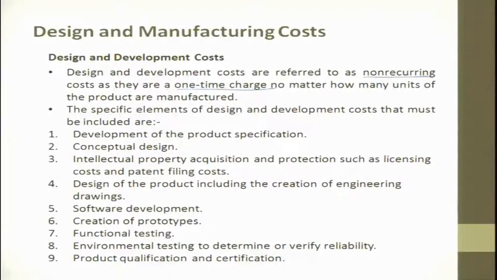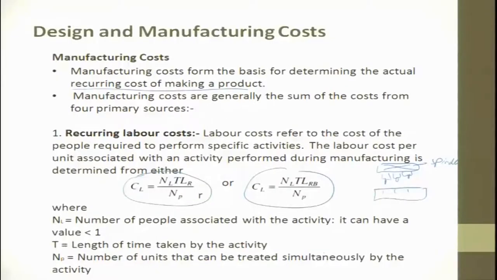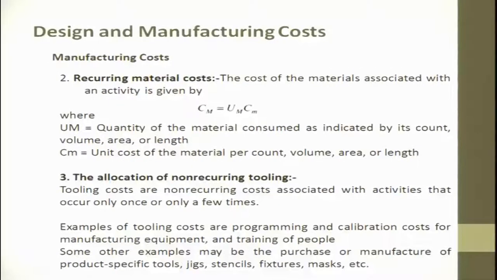The specific elements of design and development cost that must be included are development of product specification, conceptual design after listening to the voice of customers, intellectual property acquisition or protection against licensing, design of a product including the creation of engineering drawings, software development, creating prototypes, functional testing, and environmental and product qualification and certification. So, all these things are costing involved in design and development. This is a one time affair. When you talk about manufacturing cost, for every part you produce, there is a recurring cost.